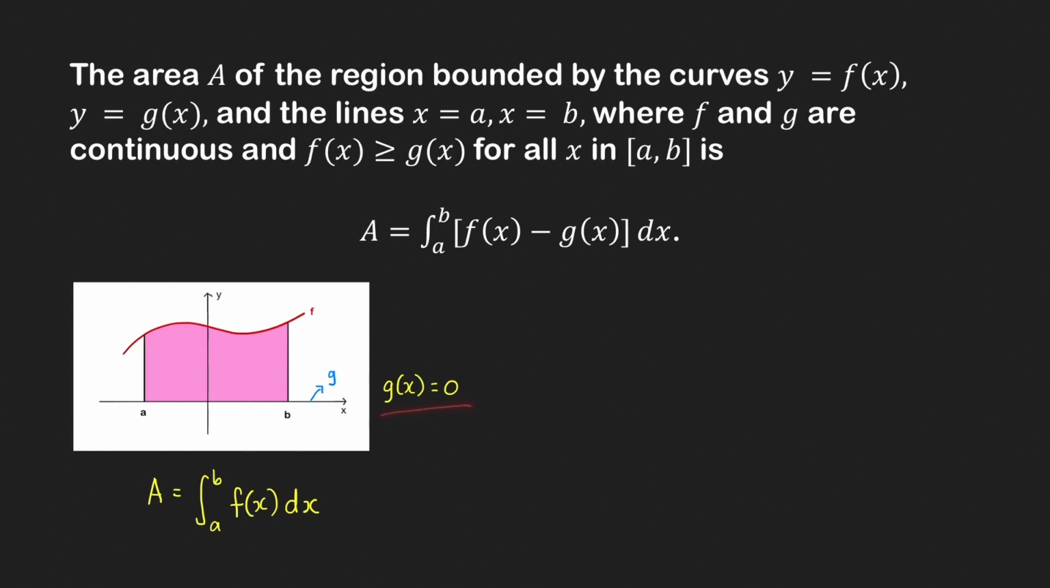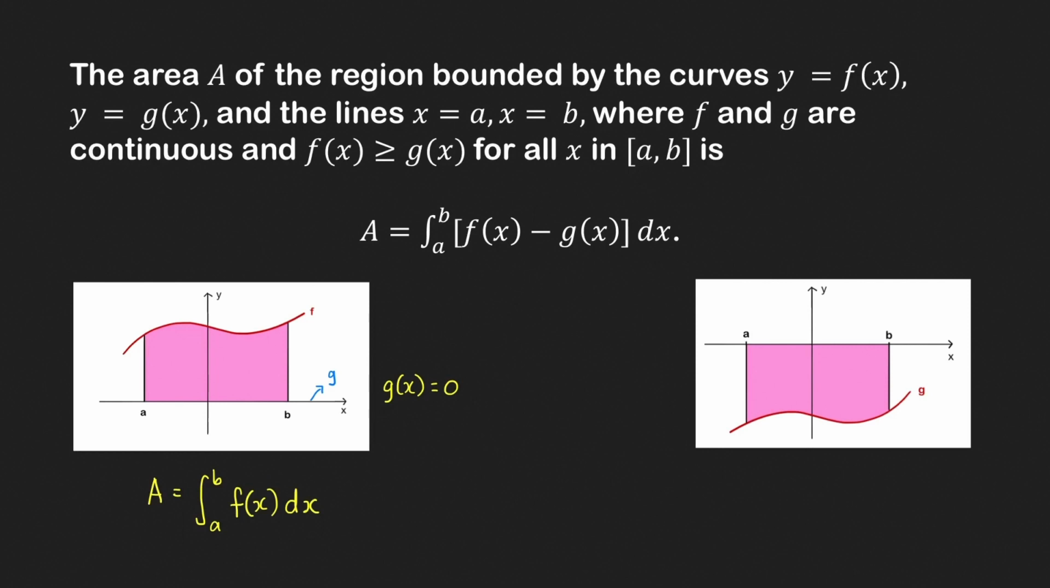So when we plug in g of x equals 0 into our formula, we get the integral from a to b of f of x minus 0, which is just f of x dx. And we know that if we have a non-negative function, the value of this definite integral is just the area under the curve. In this case, it is equal to A. Let's look at another case.